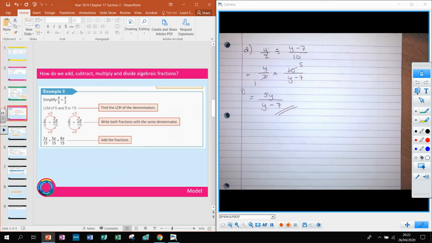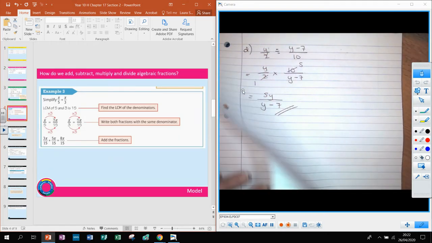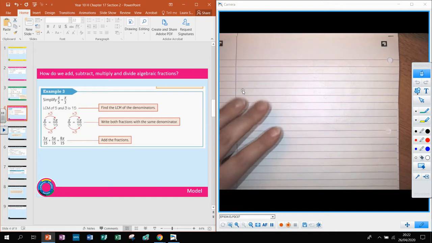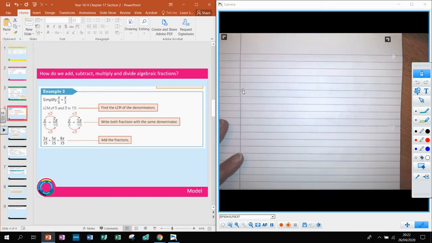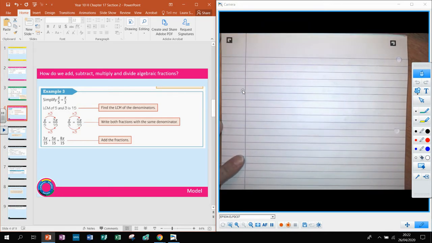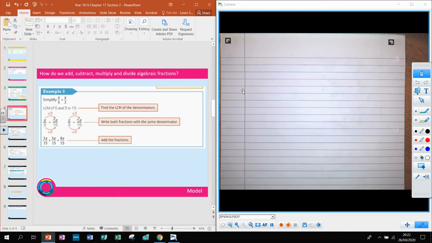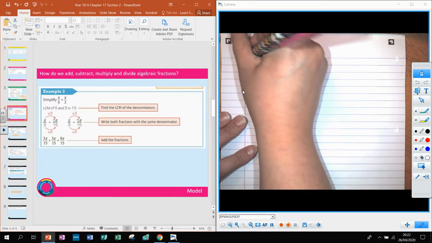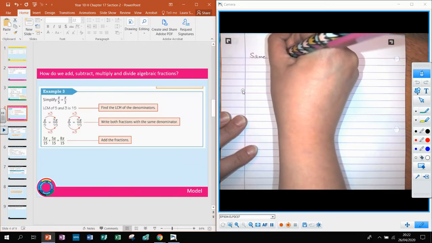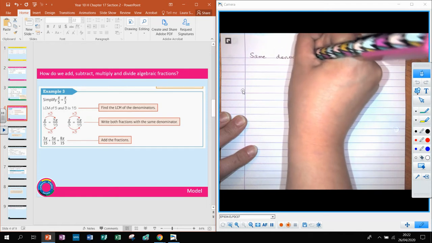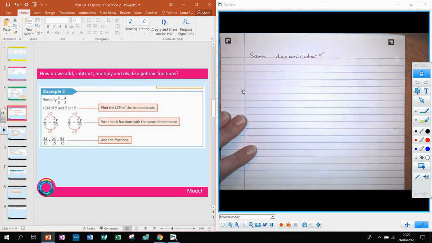All right, which brings me to the next thing we need to master. And that is, how do we add and subtract algebraic fractions? Well, I'll be honest with you, it's exactly the same as adding and subtracting when we have normal fractions. We need to make sure the denominator is the same. So that's the key thing, same denominator. And if we can do that, then we can add and subtract these fractions.